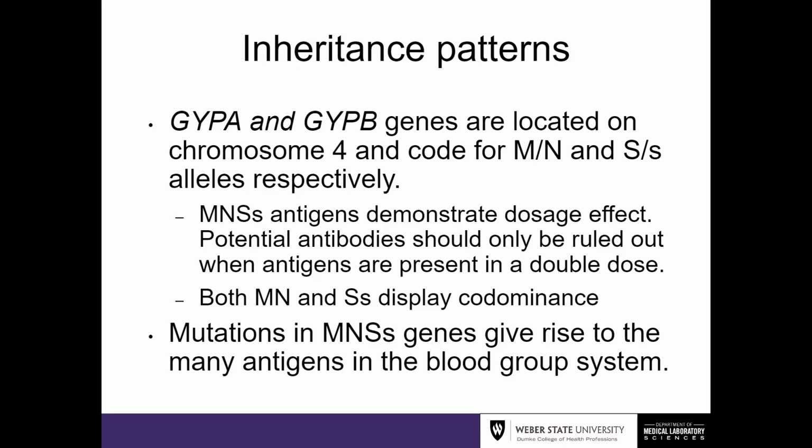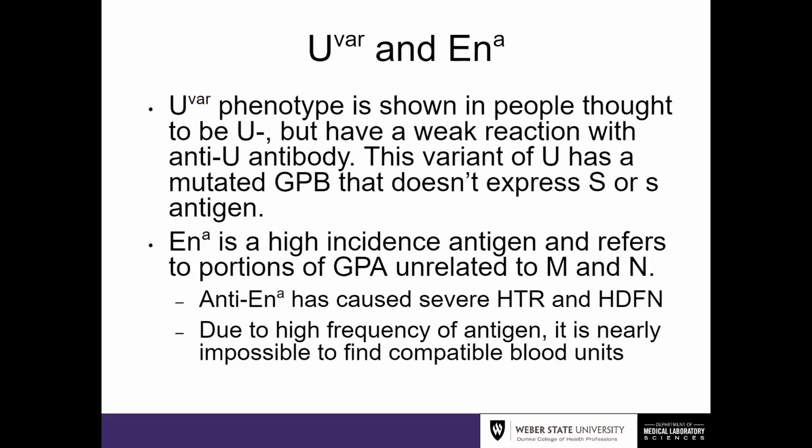Navy also mentioned that there are 50 different antigens in the MNS blood group system. This happens because of the mutations that occur during meiosis. Whether that is an unequal crossover of the genes or an insertion or deletion, any one of those mutations can give rise to new antigens in the MNS blood group system. And that's why there are so many found in this blood group.